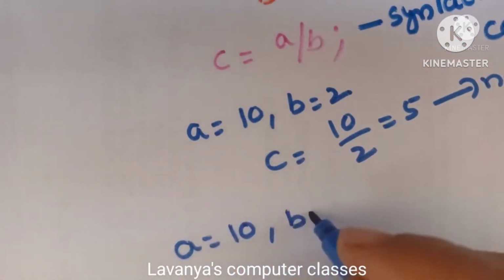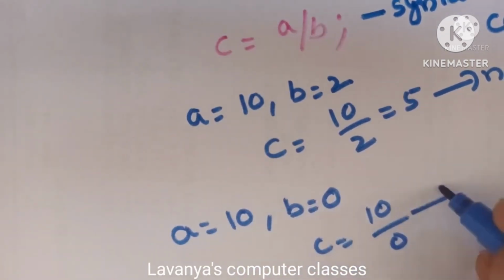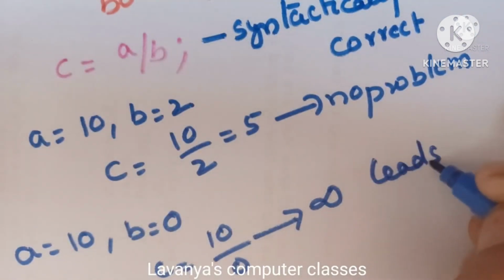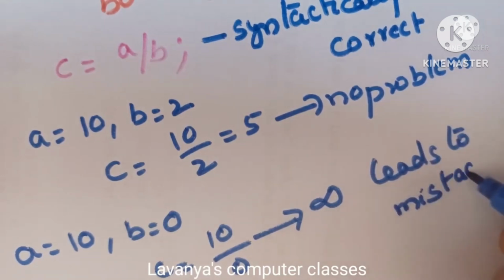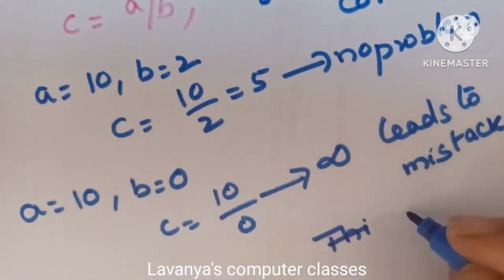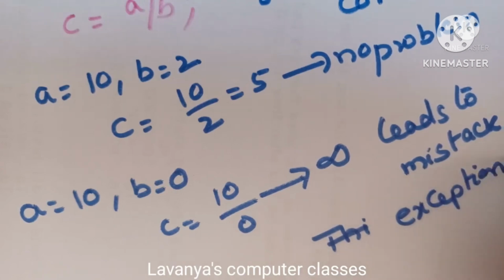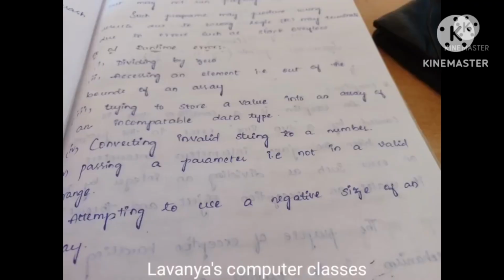If I give A value 10, B value 0, what is the value of C? C equal to 10 by 0. It is going to infinity. But in the computer, it is not possible to represent infinity. So it leads to an error. Which type of mistake is this? This is not a compile time error because syntactically it is correct. This type of error is called an exception also, because it works for some values, and it does not work for some values. So dividing by 0 is one type of runtime error.